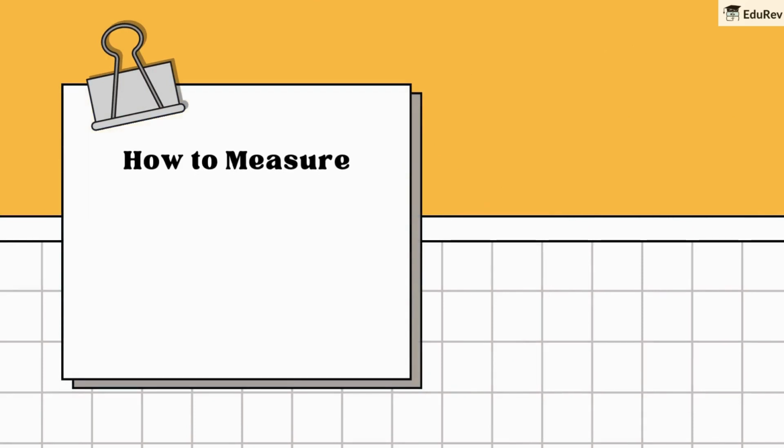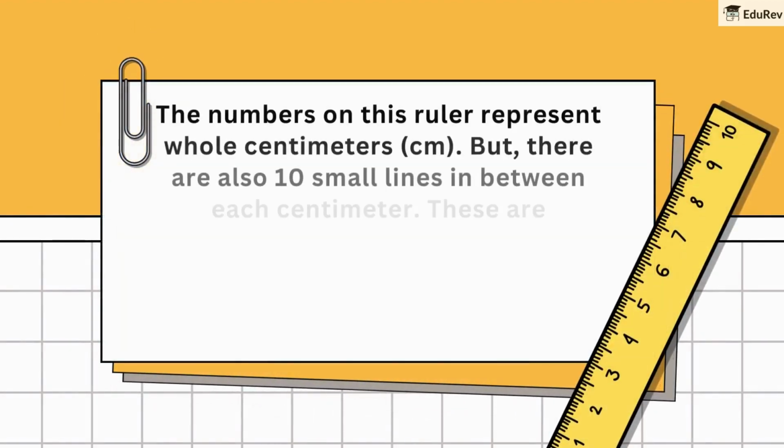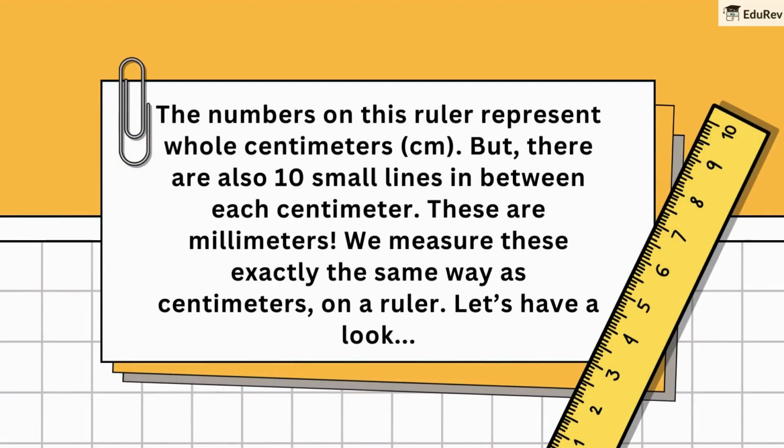Let's see how to measure. To record the length of this paperclip, line up the start of the paperclip with the 0 centimeters line. Then record where the item ends. The length of this paperclip is exactly 3 centimeters. The numbers on this ruler represent whole centimeters or cm. But there are also 10 small lines in between each centimeter. These are millimeters. We measure these exactly the same way as centimeters on a ruler.